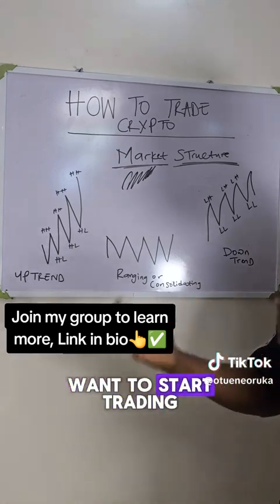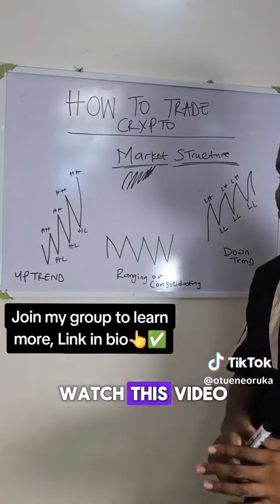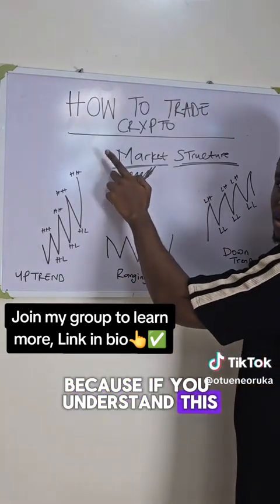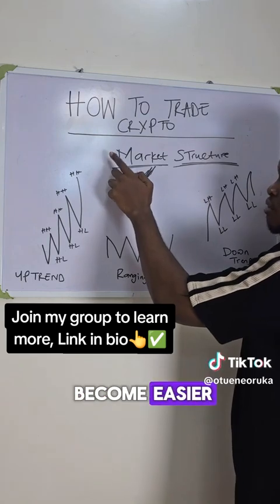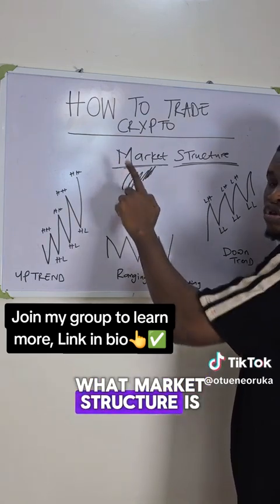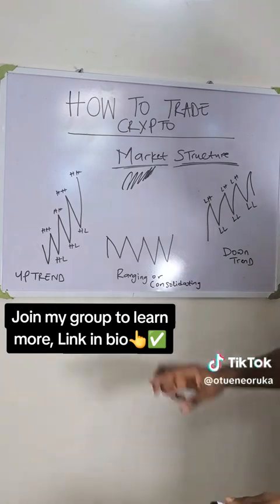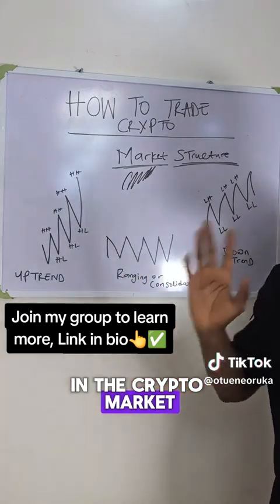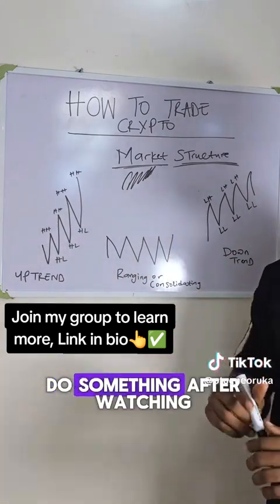As a beginner, I want to start trading, want to start analyzing, watch this video. I'm going to break down what market structure is, because if you understand this, your crypto journey becomes easier. Most people don't understand what market structure is. This is the first thing you need to get. Now, there are majorly 3 types of market structure in the crypto market.